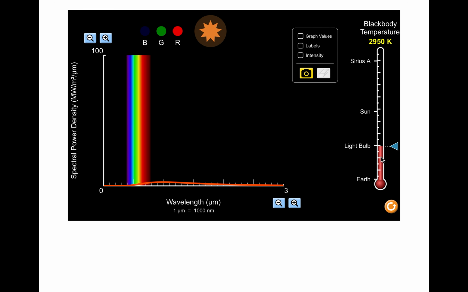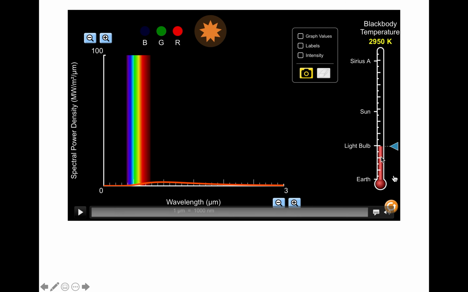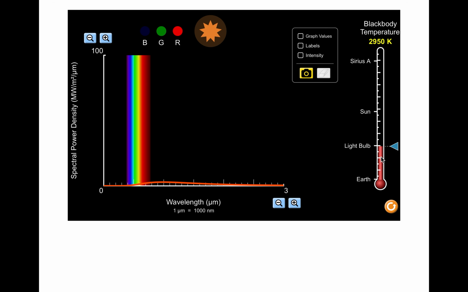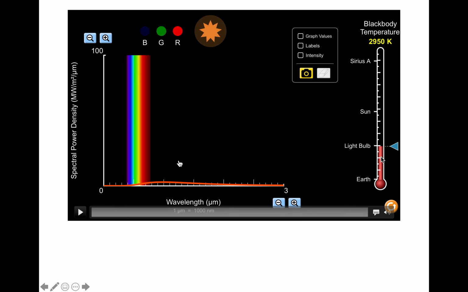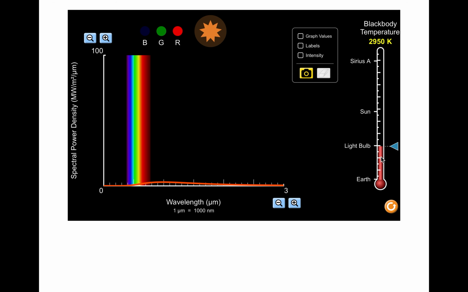Right here on the right-hand side, we see a thermometer showing the temperature of an incandescent light bulb at close to 3,000 degrees Kelvin. What radiation is being emitted from that light bulb? I'm seeing this region next to the red. Next to the red is the infrared. We associate infrared with heat, so that light bulb is emitting heat. It's emitting just a little bit of red light and some yellow light as well, but it's emitting a lot of heat.